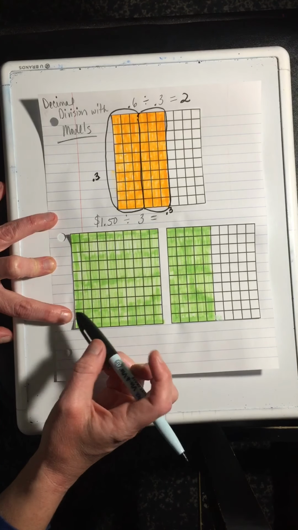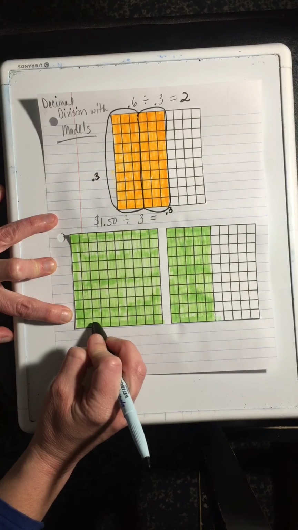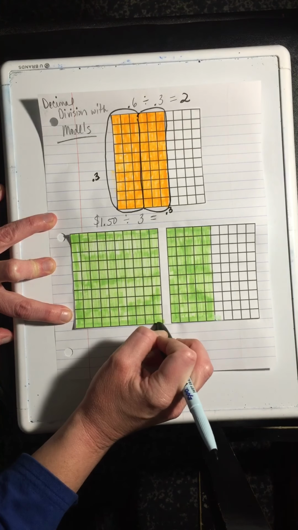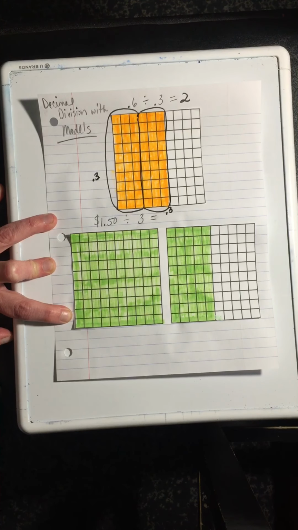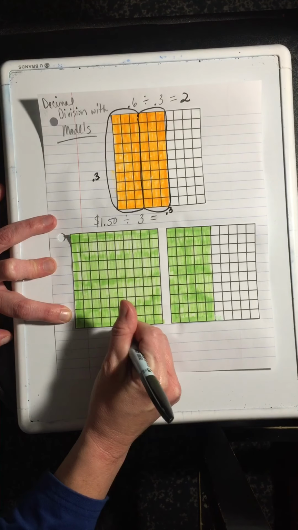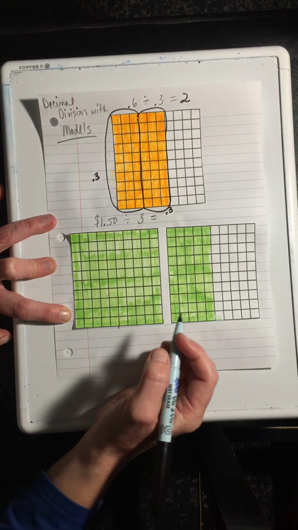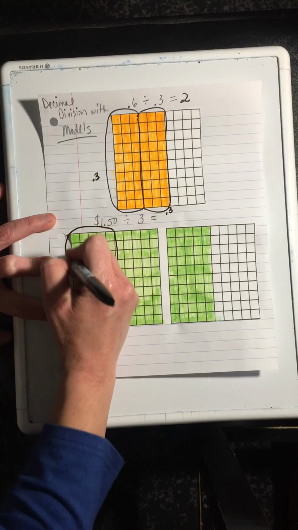If we count how many total tenths we have: 1, 2, 3, 4, 5, 6, 7, 8, 9, 10. Of course, 10 tenths would equal 1 whole. And then we have 1, 2, 3, 4, 5. So we have 10 and 5. If we were to take 15 and cut it into 3 equal groups, how many would we have in each group? Well, let's see. We would have 1, 2, 3, 4, 5 in each group. So we'd have 5/10 or 50 cents in each group.